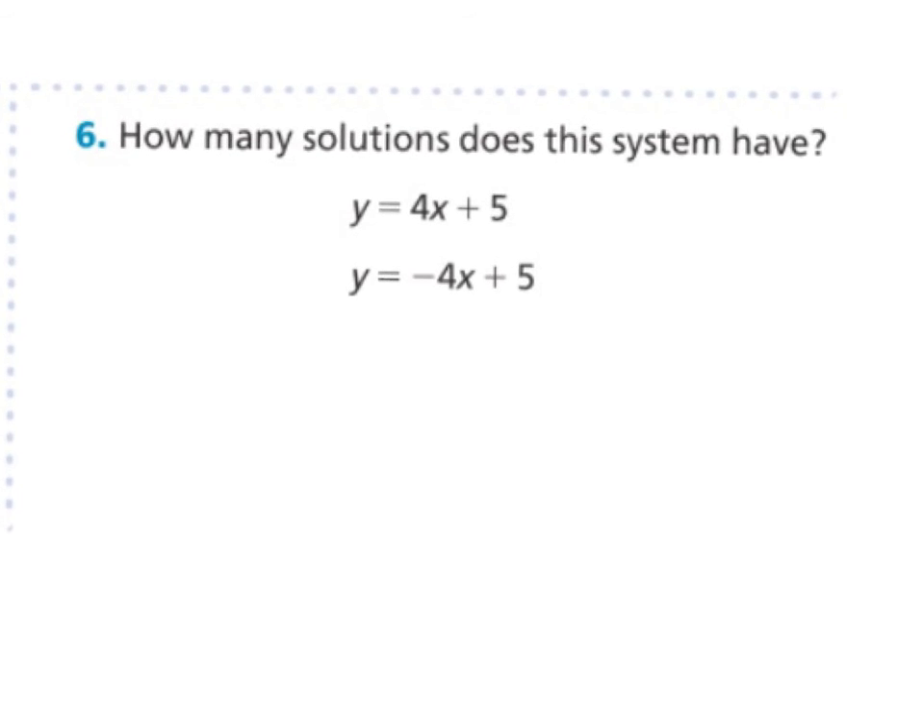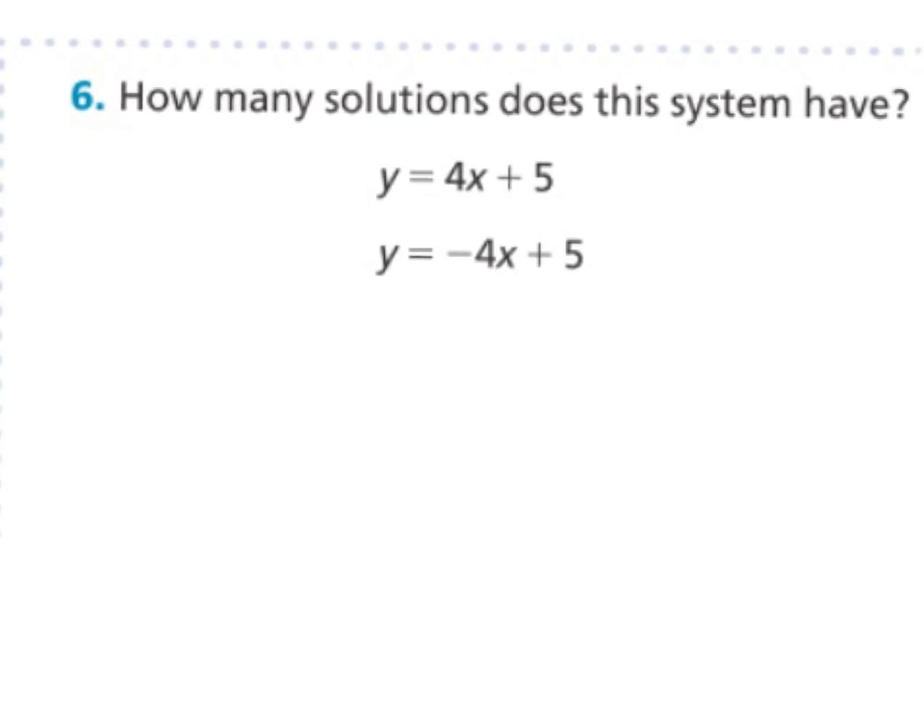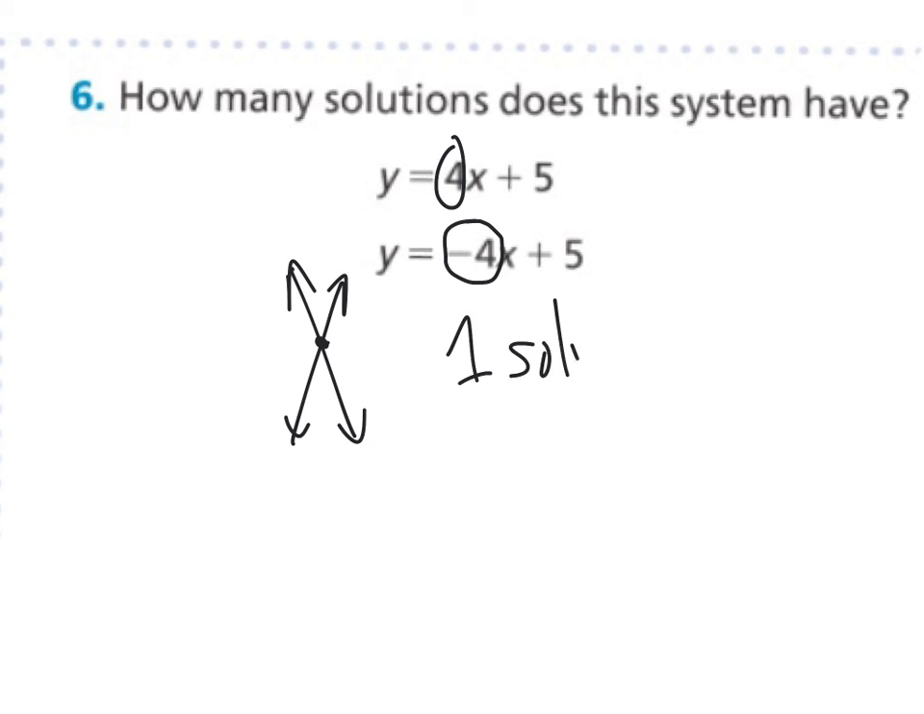So look at number 6. Again, the question, how many solutions does this system have? So the first equation has a slope of 4. Second equation has a slope of negative 4. So if the slopes are different than each other, we are going to have one solution.